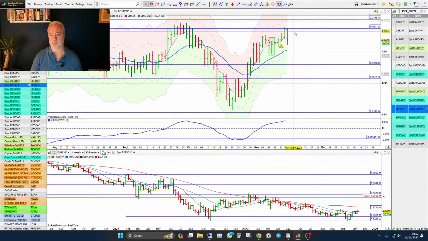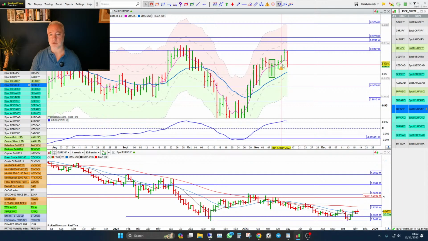Euro Swissy, I spoke about this one. There was a concern here because of this key level. So again, we appear to have been rejected off this level. I would stay off it for now. I'd stay away from it.